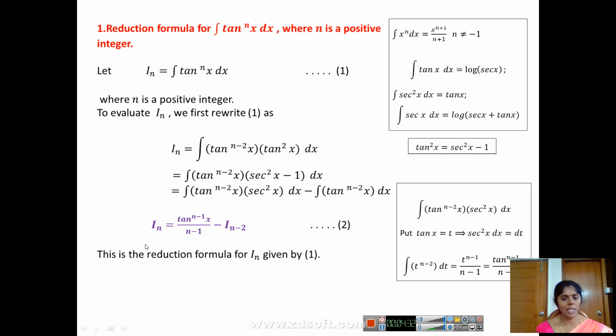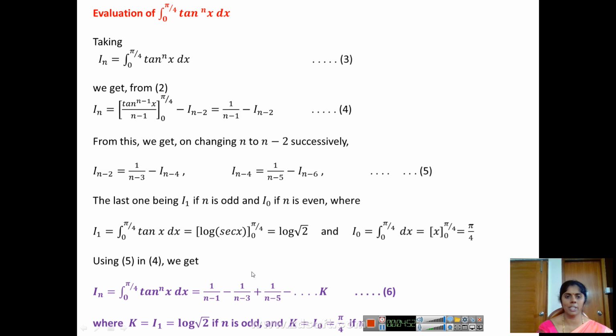Once again, we can memorize this: I_n, which is integral of tan to the power n of x dx, can be written as tan to the power n minus 1 of x whole divided by n minus 1, minus I_(n minus 2). This is the reduction formula for this.